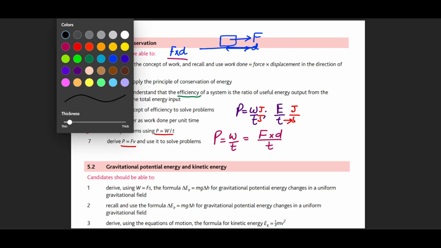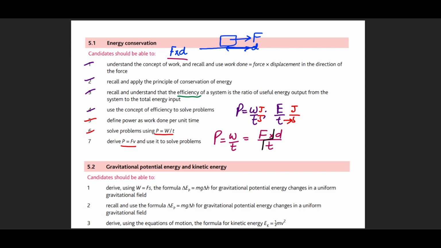Now, upon close inspection, we realize that if you separate D by T, then you're left with F multiplied by D by T. So what is distance divided by time? Distance divided by time is actually velocity. So you're left with the formula Fv. So the formula becomes power equals to Fv, which is mentioned in the formula over here. So we are done with point number 7.